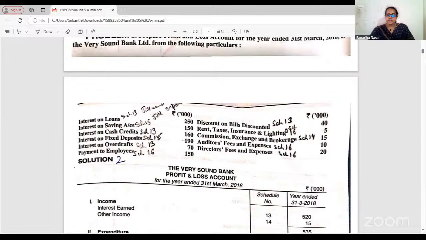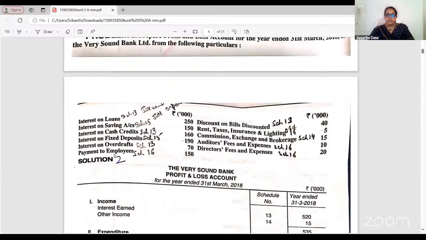Interest on cash credits. Schedule 13. It is also an income. On loans, credits and overdrafts, we receive interest, in the sense that it is a bank. The bank will receive the interest. Hence, it is interest received or interest earned. So, we have to take it in schedule 13. Interest on fixed deposits. When you see the term deposits, interest on any kind of deposit is schedule 15, expenditure. Interest on loan, interest on cash credits, interest on overdraft, all come under income, schedule 13.